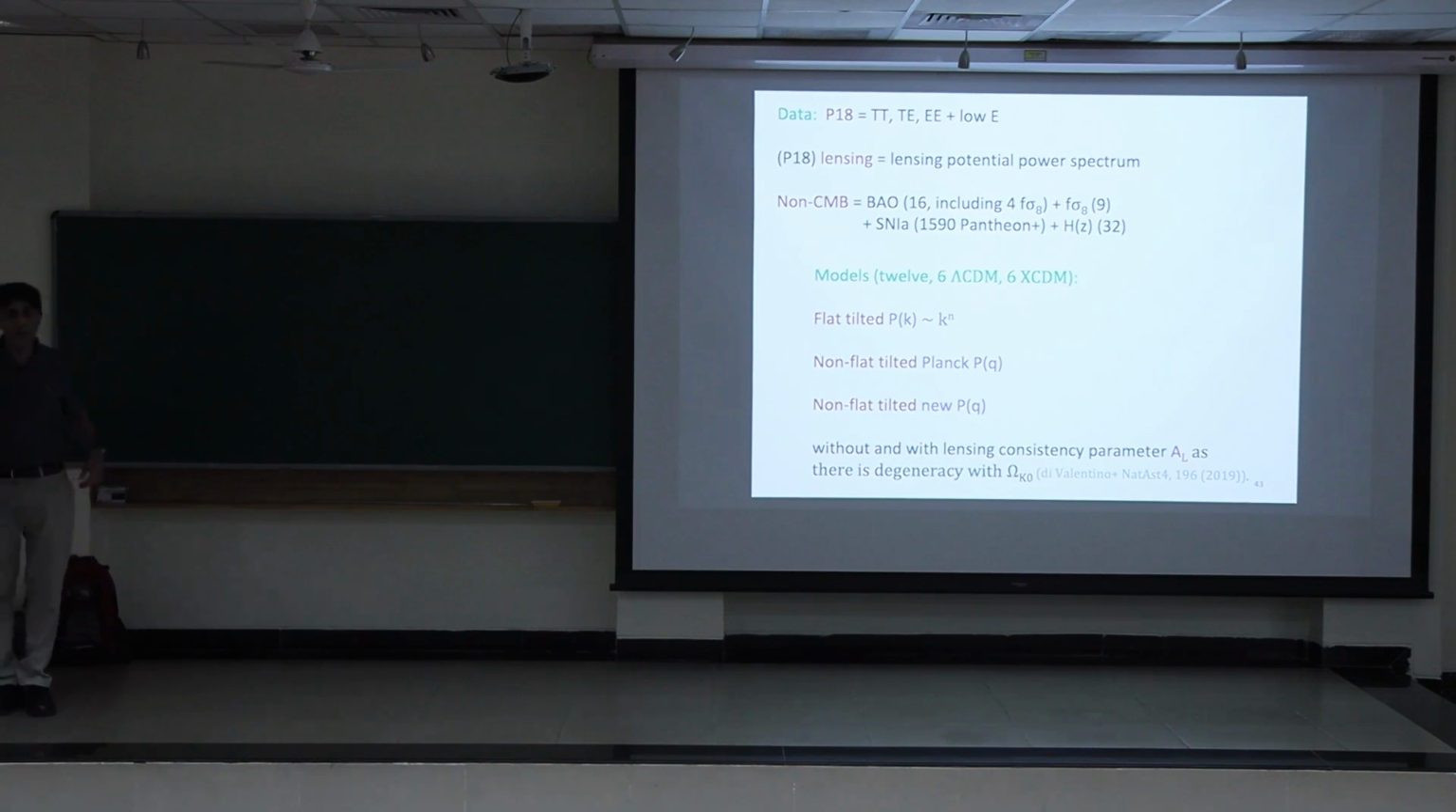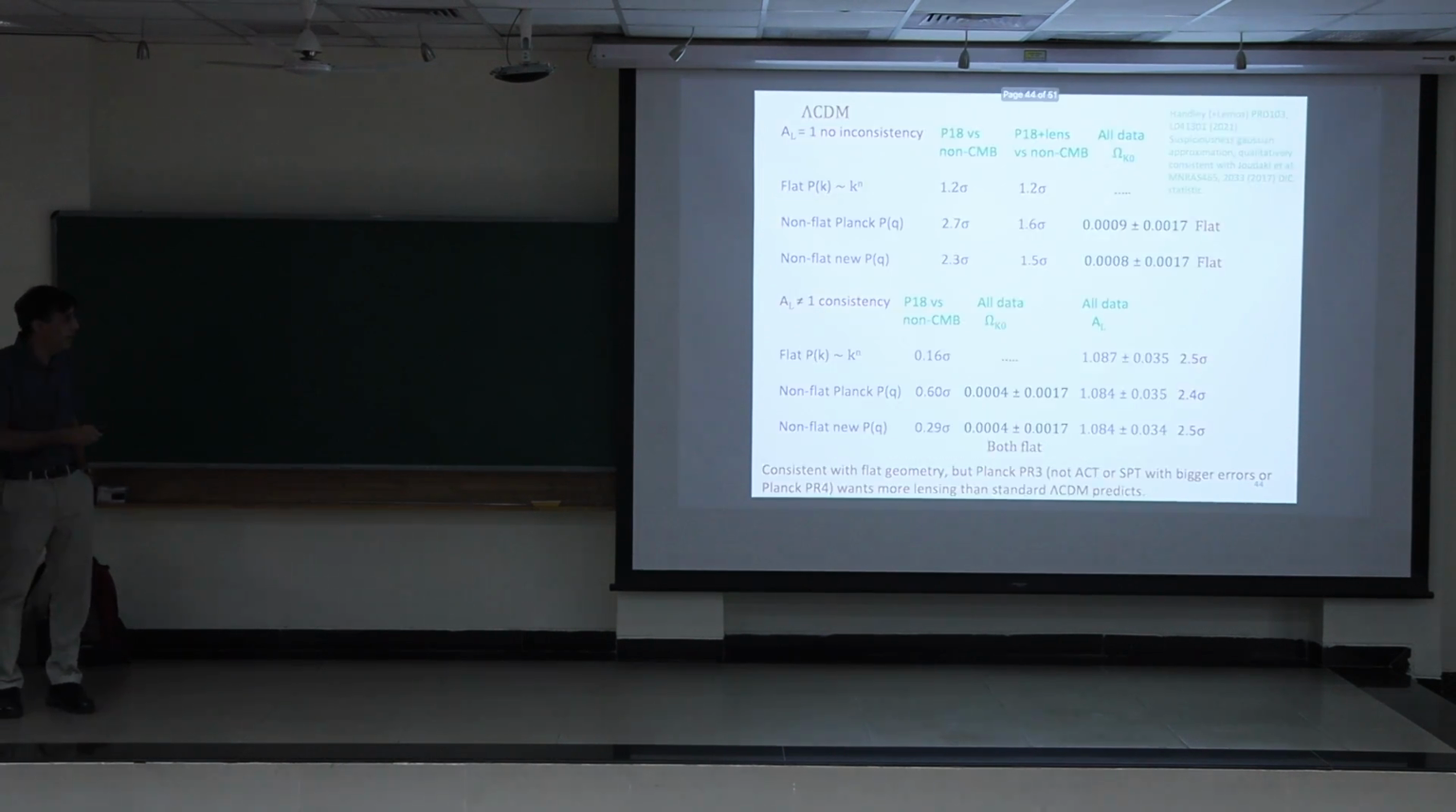And at the end, you hope that it comes back and tells you capital A sub L is equal to 1. But it turns out that with this analysis, it gives you capital A sub L that's about 2 or 3 sigma higher than 1. And I'll show you the results.